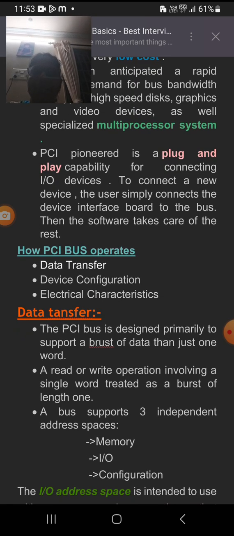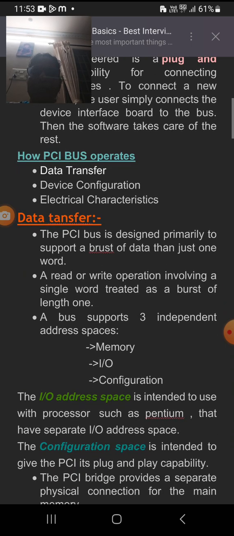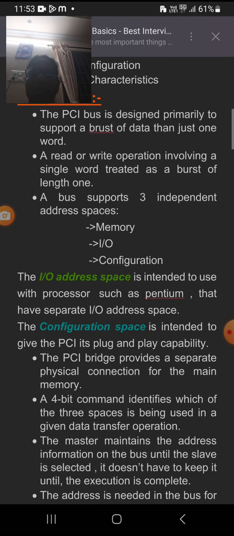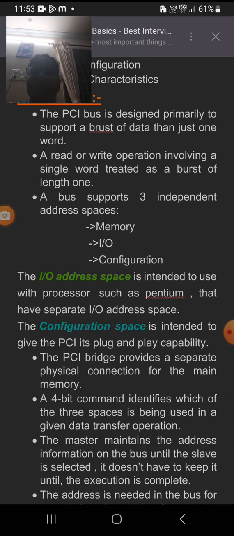So the bus supports independent address spaces for memory, input output and configuration. The input output space is for processors such as Pentium that have separate input output address spaces. The configuration space is intended to give PCI its plug and play capabilities. The PCI bridge provides a separate physical connection to the main memory. So a 4-bit command identifies which of the three spaces is being used in a given data transfer operation.